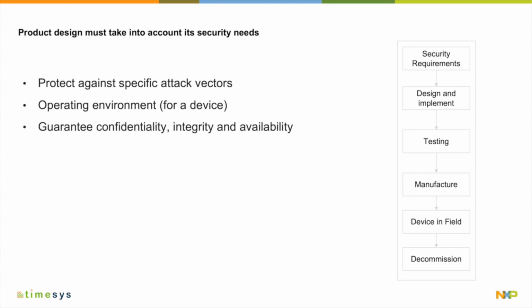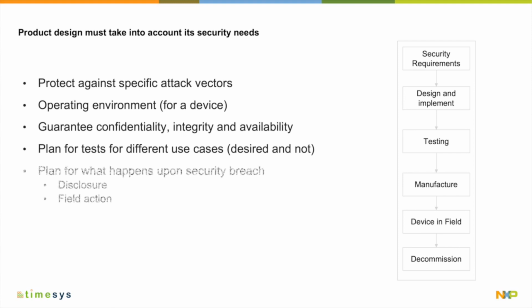When planning to implement different security features, you also need to plan to develop tests that verify the use cases that are desired, but also use cases that are not planned for but are possible. And in case of a security breach, you need to plan a course of action. So what do you do? Well, you disclose the information. How do you disclose it? Do you need to do a software update? Do you need to implement a security fix? What needs to happen?